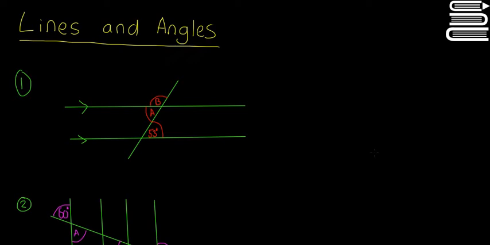In this video we're going to use the rules we learned last video about lines and angles, and we're going to try and solve some problems with them. Okay, so we're going to have 4 different problems. Each one we'd recommend you pause it before we start, try the question yourself, and then you can see if you got it right or not.